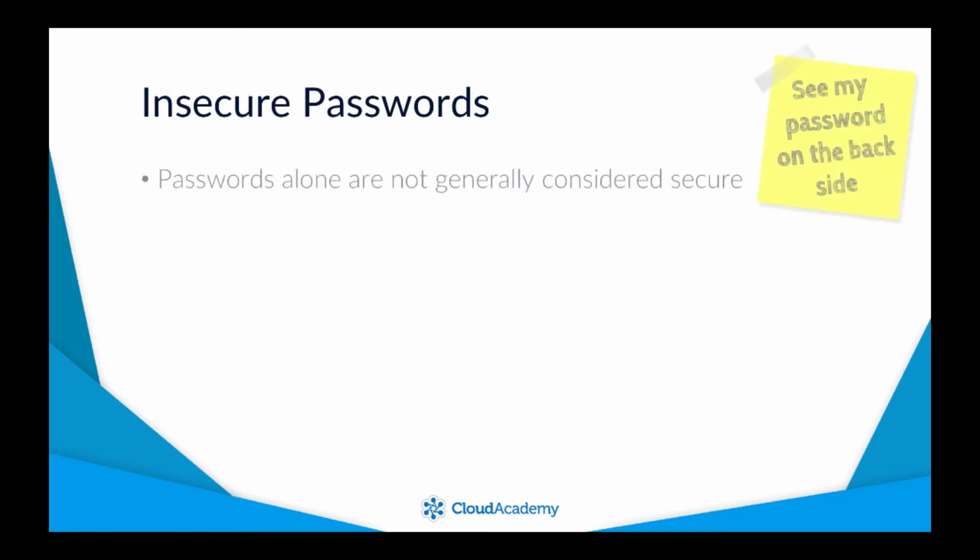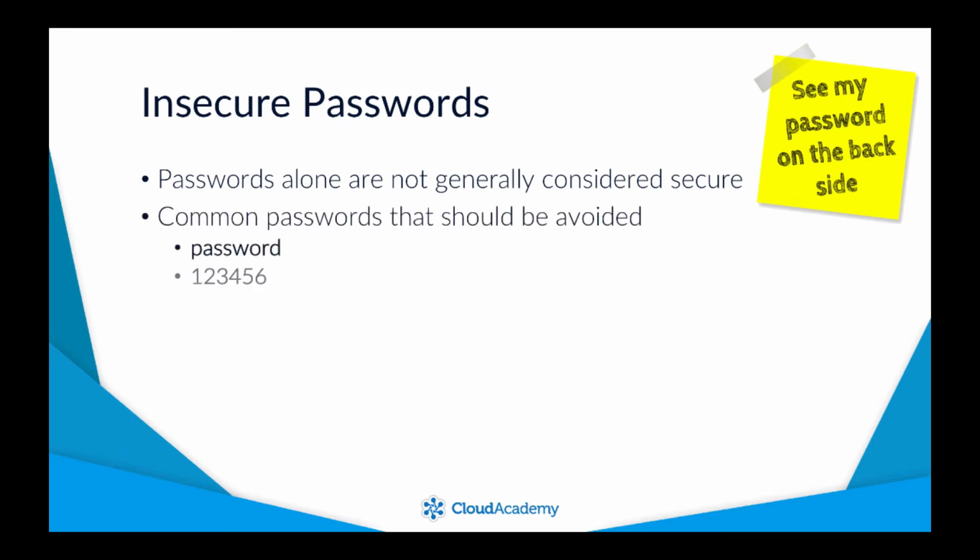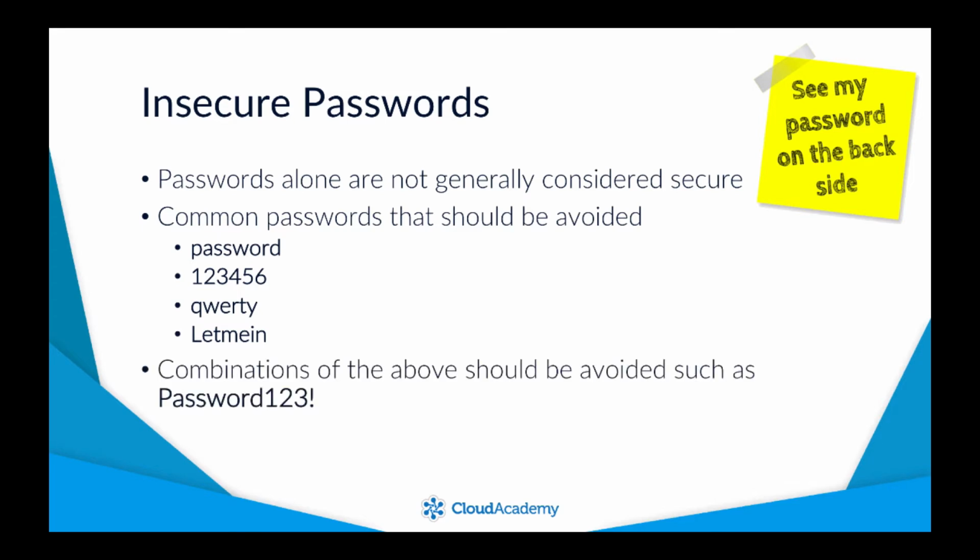Usernames and passwords aren't generally considered hugely secure, as the users are allowed to set their own passwords, which can often be guessed, and laziness can lead to standard passwords being entered, such as password in all lowercase, 123456, QWERTY, and let me in. Although AWS allows you to enforce password policies, combinations of the above still make their way in, such as password 123 exclamation mark, which is both uppercase and lowercase letters along with numerics and non-alphanumeric characters.